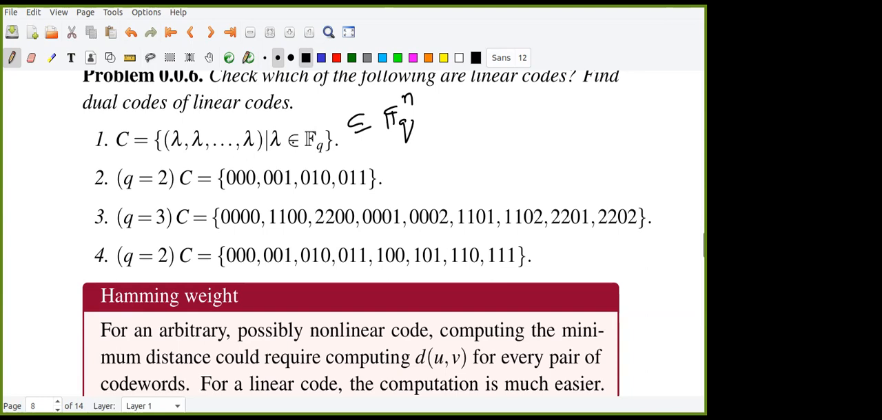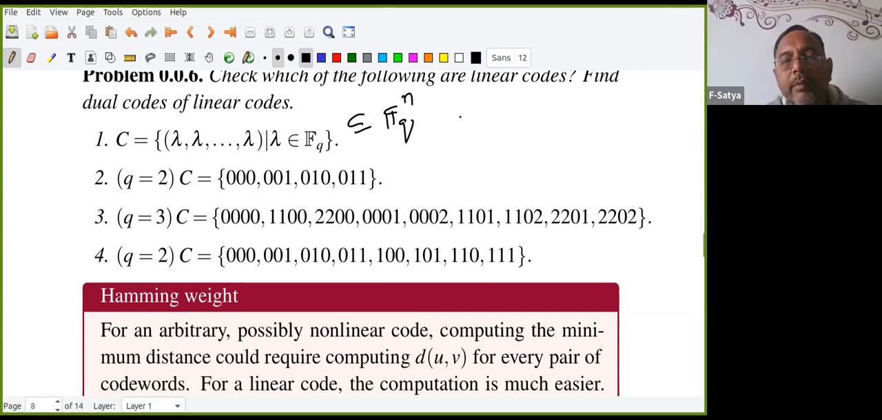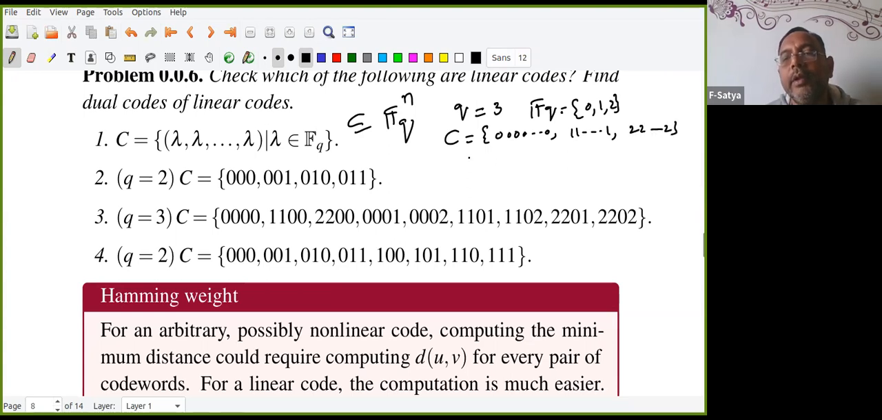Let me take q equal to 3, and F_q is equal to the alphabet 0, 1, 2. Now for this example, what is C? It is the repetition code: 0, 0, 0, n times, then 1, 1, 1, n times, and 2, 2, 2, n times. Is it a subspace?